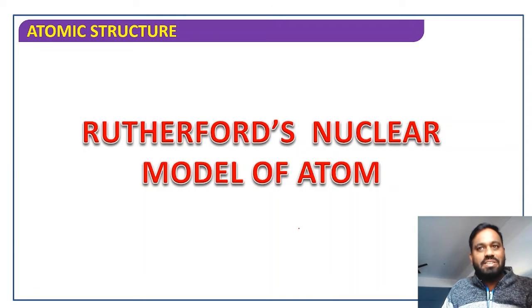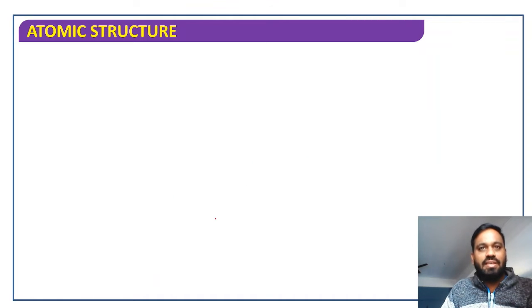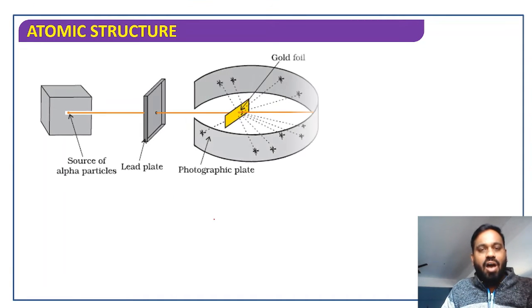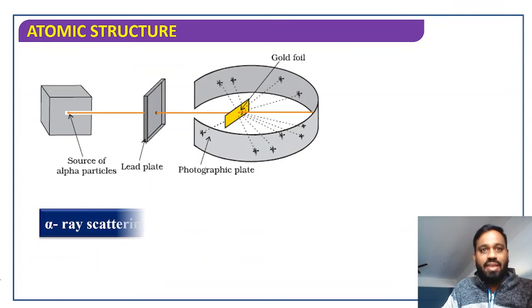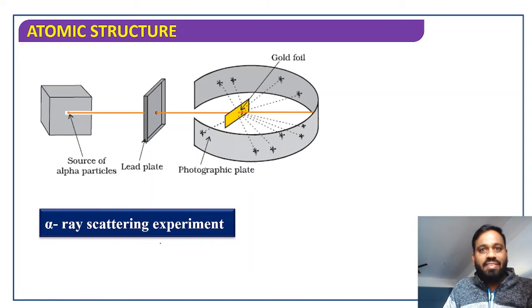This is also called the Rutherford nuclear model of an atom. Why can I call it the Rutherford nuclear model? Because after the Rutherford experiment, we came to know that there is a center in the atom with positively charged particles, which we call the nucleus. Let me explain how the Rutherford atomic model came about. Rutherford and his students did one experiment, which we call the Rutherford alpha ray scattering experiment.